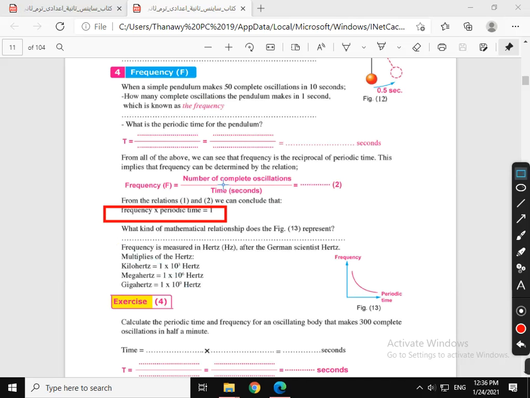The measuring unit of frequency is hertz. Kilohertz equals 1 times 10 to the power 3 hertz. Megahertz equals 1 times 10 to the power 6 hertz. Gigahertz equals 10 to the power 9 hertz.